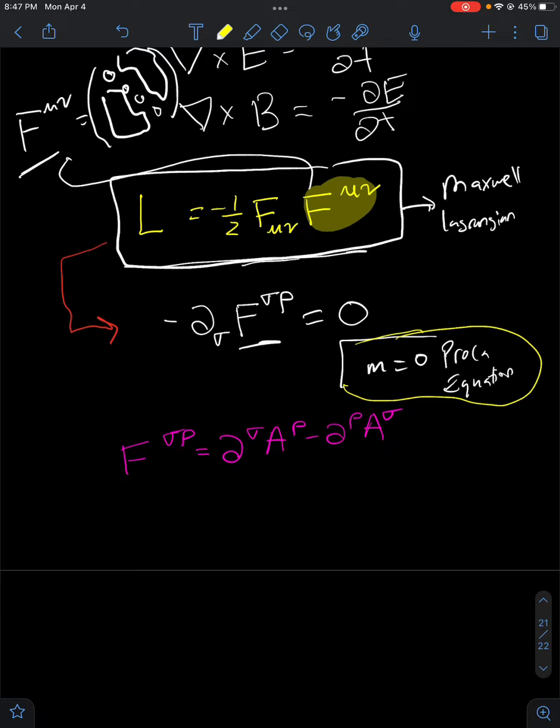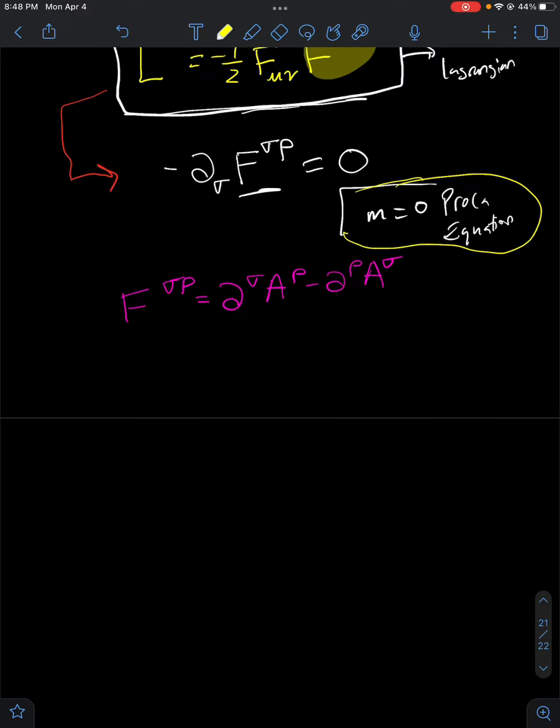I don't know if I said that correctly, but the basic idea is that light obeys the Proca equation for the case where mass equals 0. In fact, the Maxwell equation is the Proca equation for the case where mass equals 0. With all that said, let's actually begin. So, how can we actually solve the Maxwell equation?